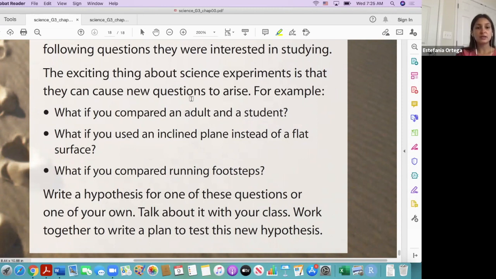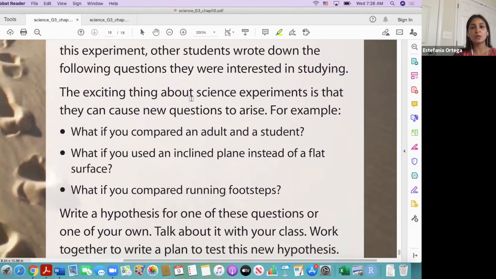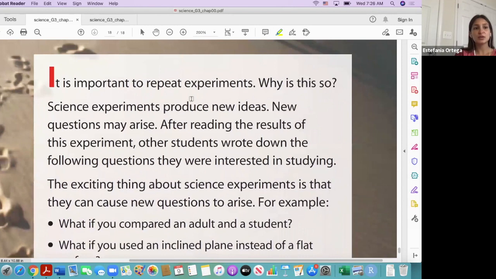Write a hypothesis for one of these questions or one of your own. Talk about it with your class. Work together to write a plan to test this new hypothesis. Okay, so we're not going to write the question, but let's just go ahead and read this.